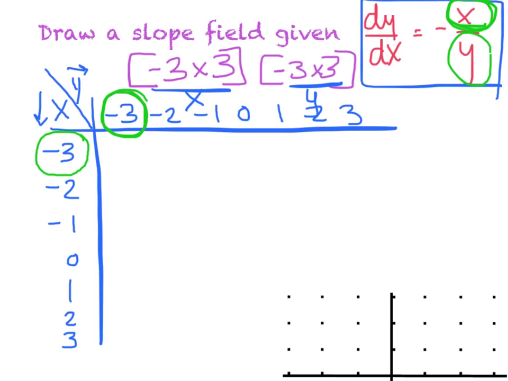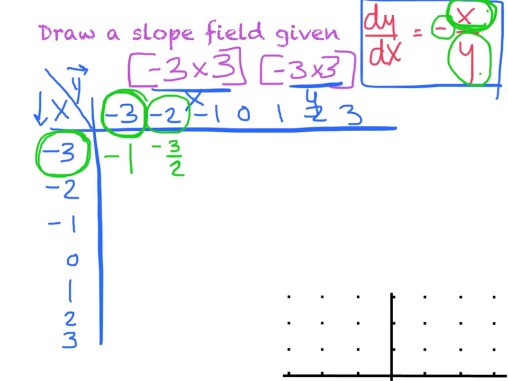So basically I have x over y, so negative 3 over negative 3 is positive 1, but there's that negative in front, so that value should be negative 1. And I'm going to do the same thing for each point. I'm going to take the negative 3 again, divided by the y value of negative 2, so that's a positive 3 halves, and there's a negative in front, so negative 3 halves.